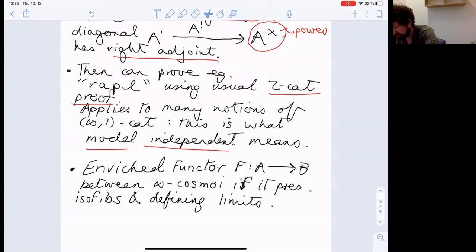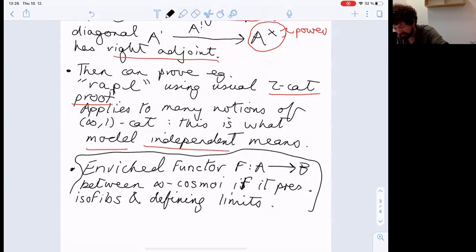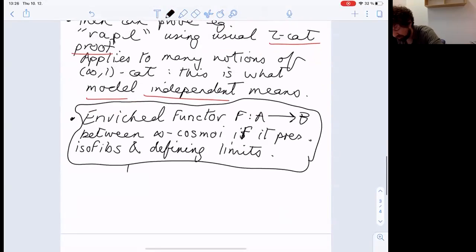I didn't name it, sorry. This is the definition of a cosmological functor. So this is the morphism of infinity cosmoi.